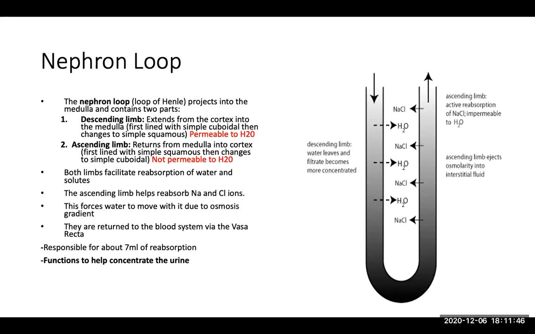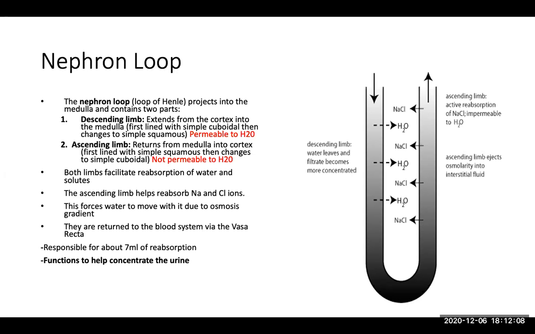The nephron loop then projects into the medulla and contains two parts, the descending and ascending limb. The descending limb is permeable to water, and the ascending limb is not permeable to water. One hint, if you're listening, is that things in red are probably important. Both limbs facilitate reabsorption of water and solutes.